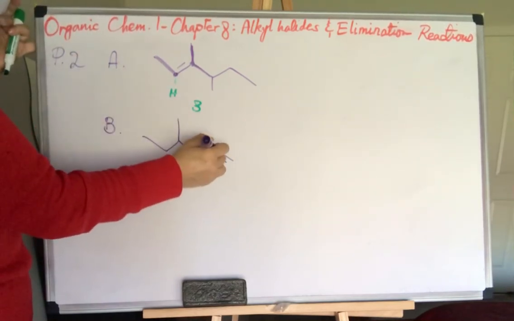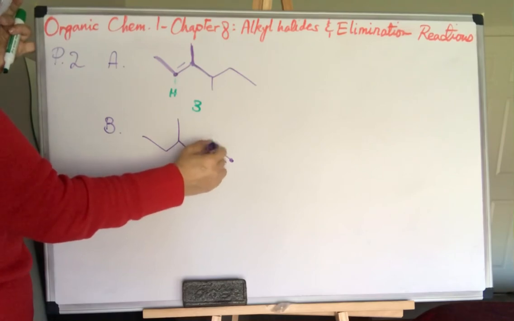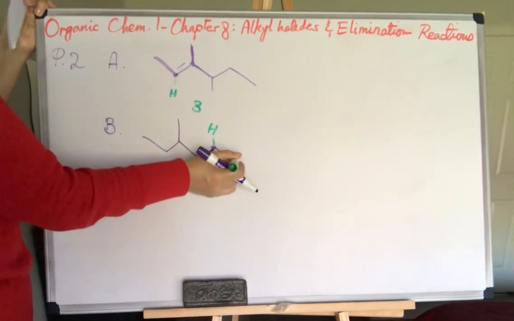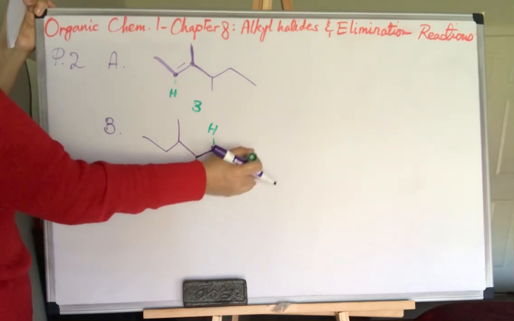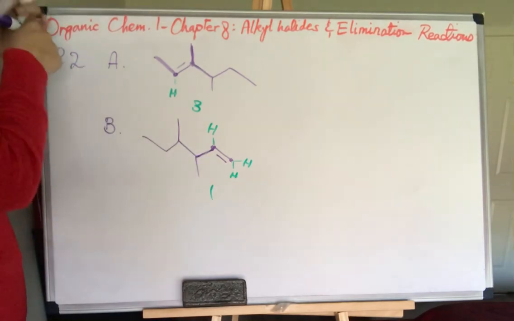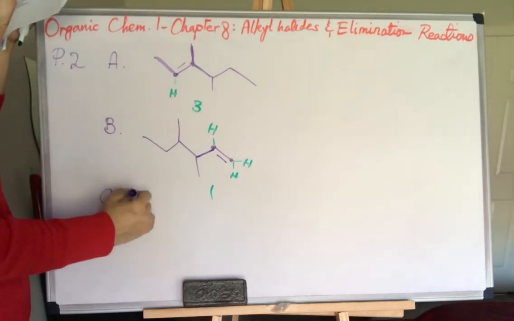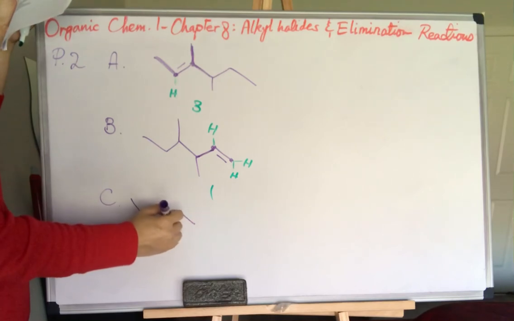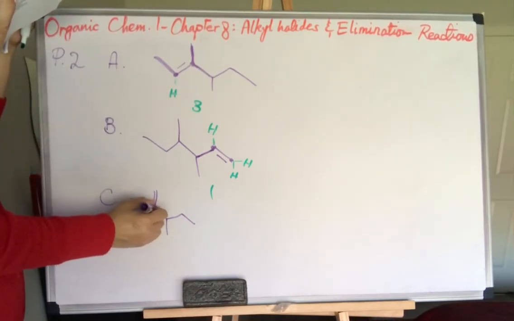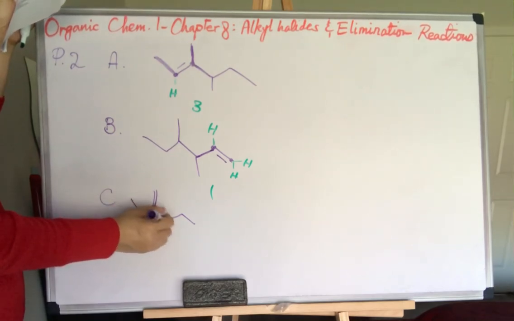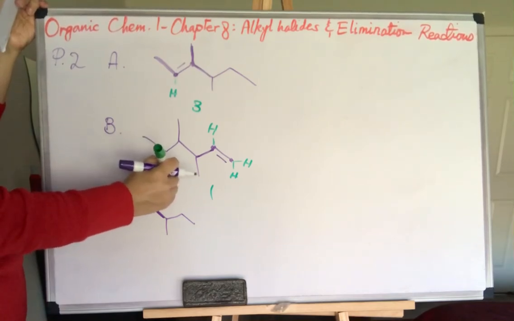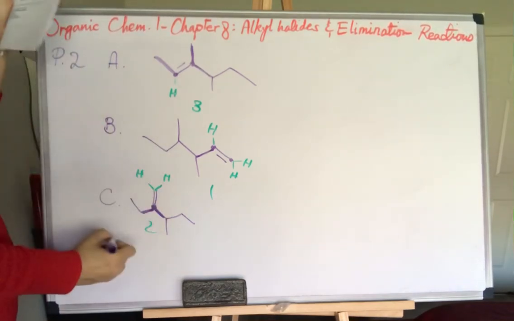For B, here we have 1 substituent, and this is hydrogen. Do you see any alkyl groups here? No, which means there are 2 hydrogens. So how many do you see here? Only 1. For C, on this carbon you see 1 and 2. On this carbon you just see 2 hydrogens. So it's 2.